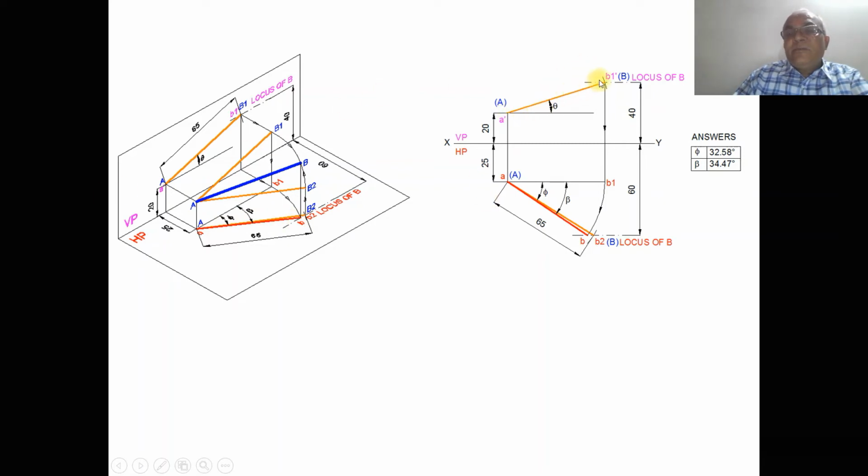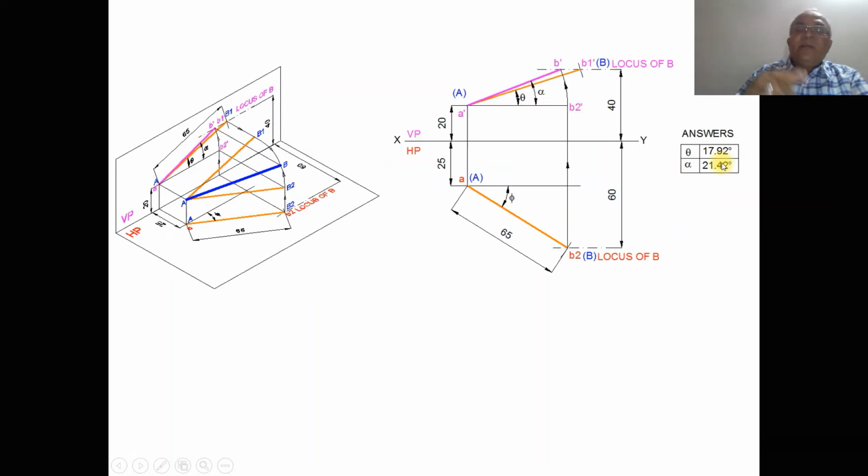We have taken the true length in the front view. So obviously in the top view, that line should be parallel to XY. Therefore, AB1 is parallel to the XY line. But due to the presence of the locus of B here, which is 60 mm in front of VP, with A as center, taking the radius of AB1, you rotate such that it cuts the locus of B in the top view. So you will get this as AB. Join AB with a dark line. Now this will be the apparent inclination with respect to VP. That is what we have shown here.